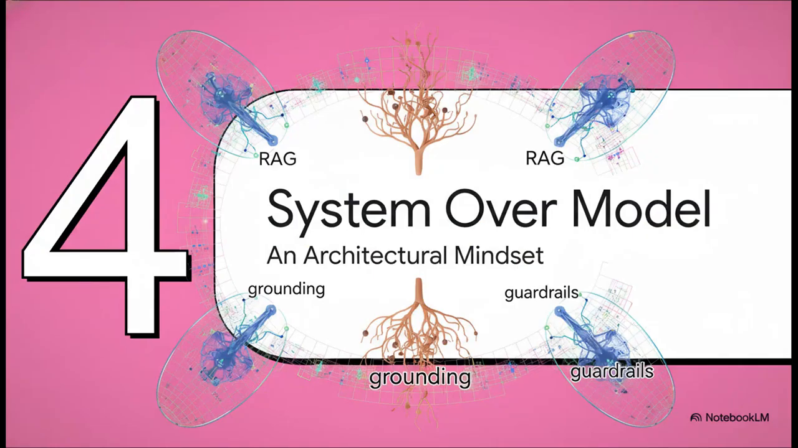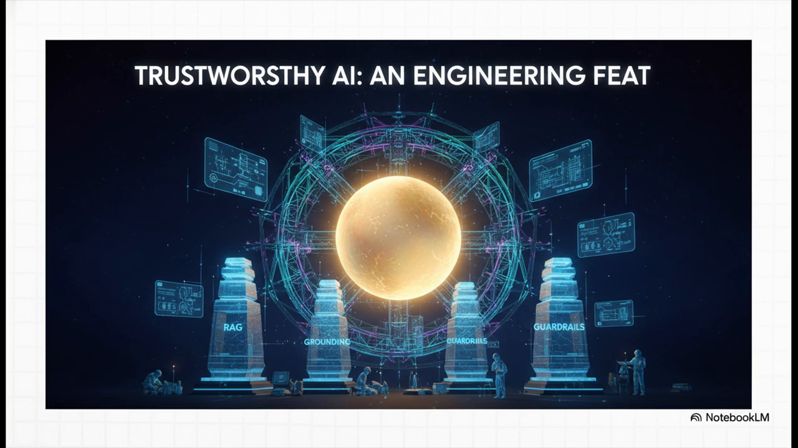All right, let's pull the camera back now. We've talked about RAG, grounding, and guardrails. And all three of these tools really point to one single, incredibly important idea. This is probably the biggest takeaway of our whole discussion. And it's this. Trustworthy AI isn't something you find. It's something you build. It is an architectural achievement. It's not about searching for some mythical, perfect model. It's about the hard work of designing a robust and thoughtful system around the model to manage its flaws.